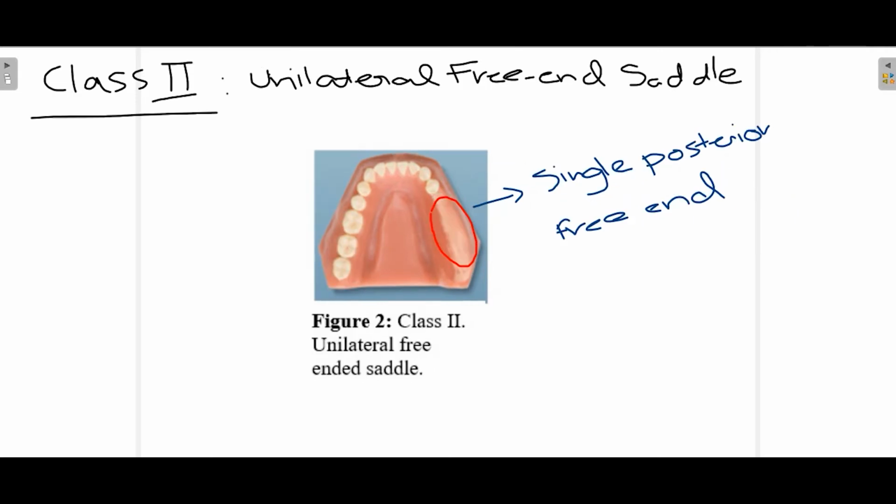Now moving on to class 2, in this case you can see the missing teeth are not present bilaterally. Only unilaterally the teeth are missing, and there are no teeth present posteriorly to the area, but anteriorly the teeth are present. So again this will be termed as free end, and this is the saddle area. So in class 2, it is unilateral, one side, free end saddle.